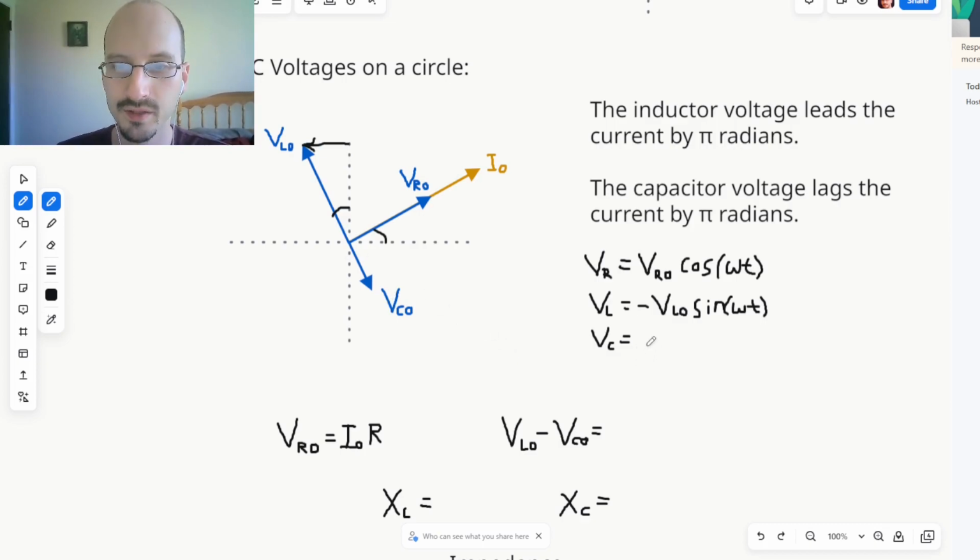And for the capacitor, it is the maximum voltage across the capacitor times the sine of omega t. And that gives us this component over here, which, as you can see, is positive when the vector is pointing to the right, which means it is indeed positive when the sine is positive.